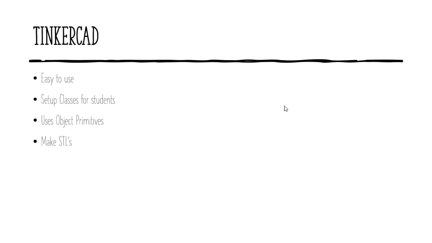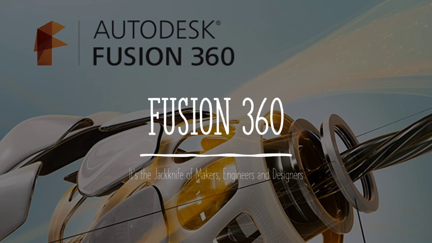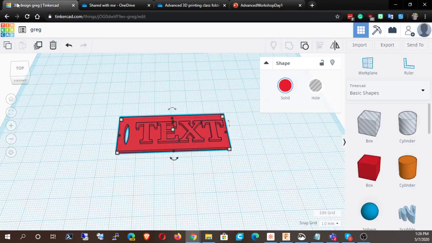Just like 3D Builder, it uses primitive objects to make all of your models that you're doing. And then you can export them to STLs. So let me just switch out of this one second and go over to Tinkercad.